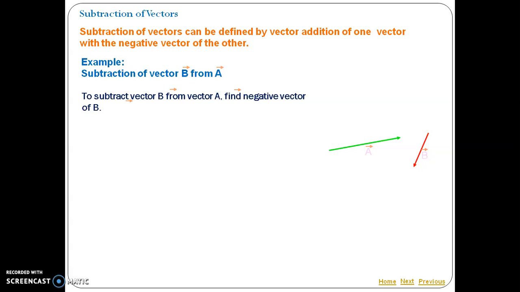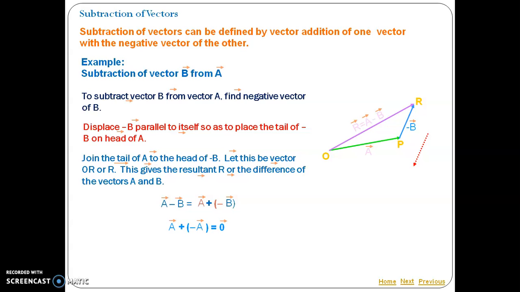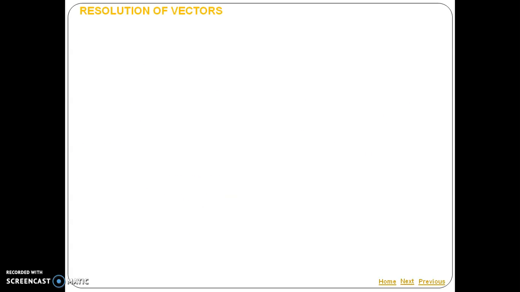So look at the diagram, concentrate. This is changing the direction. Look at this, changing the direction. Now what is happening? We are shifting this vector towards the head of A. Now we are adding, so the resultant will be represented as A plus minus B, and this will be equal to A minus B. You can see that any vector with the negative of that individual vector will be represented as zero vector. So A plus minus A is given as 0 vector.